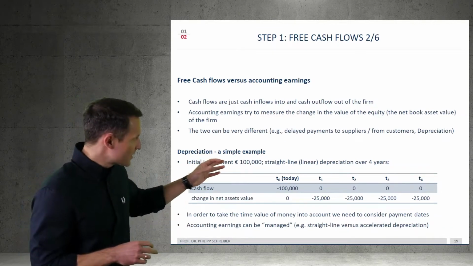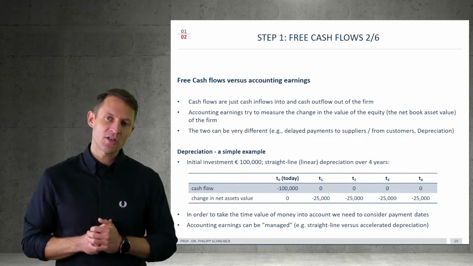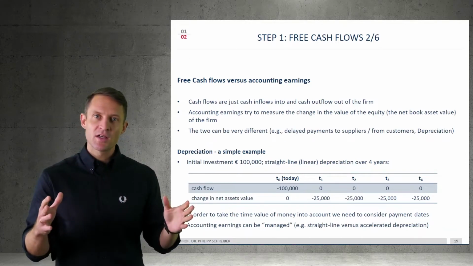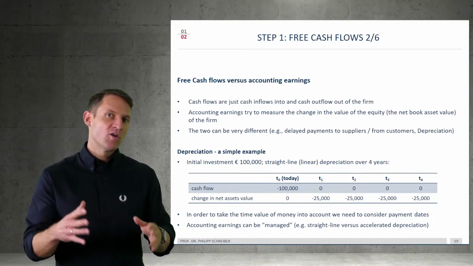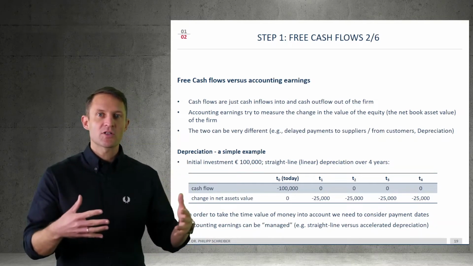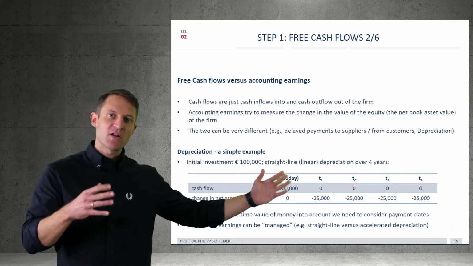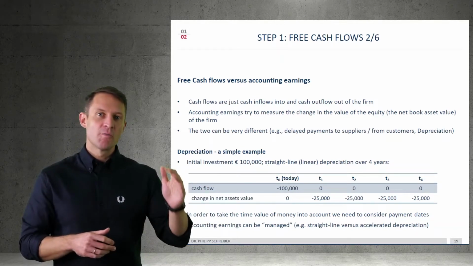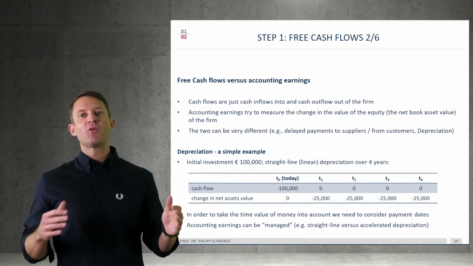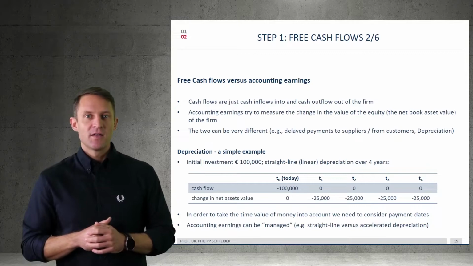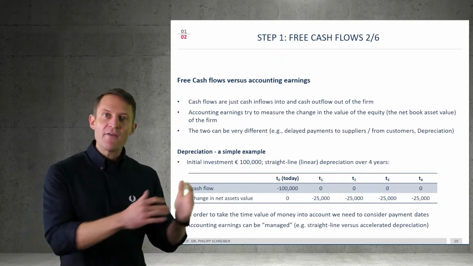So let's do a simple example here with depreciation. Depreciation means you're distributing the loss of value of a production machine or some production plant or a car, whatever it is, over the lifetime of the asset. So let's say you're buying a new machine for 100,000 euros and you're using it for 4 years. In year 0, you have to pay the machine.